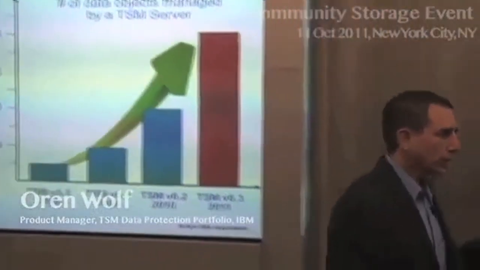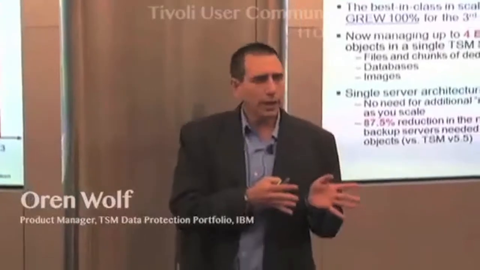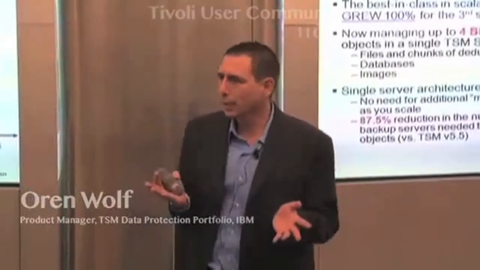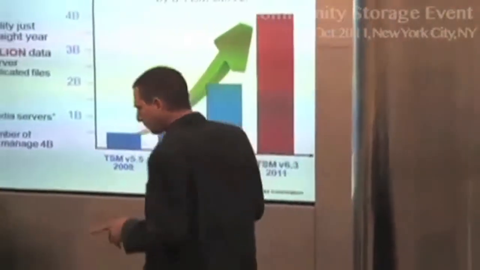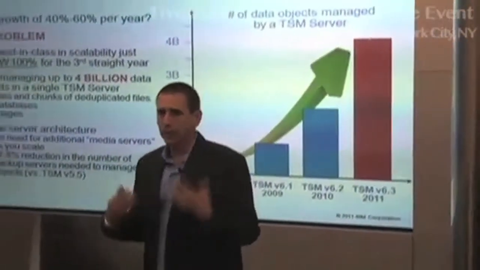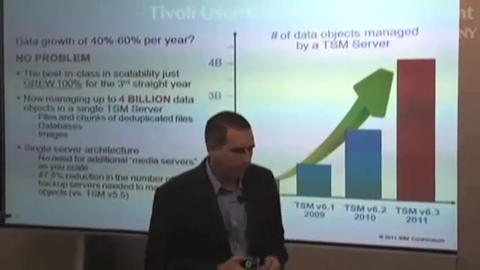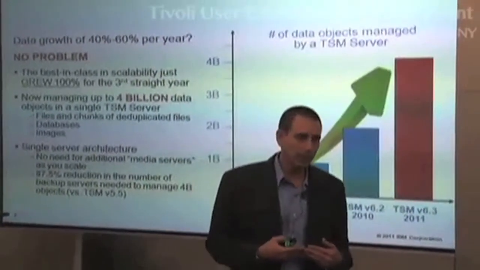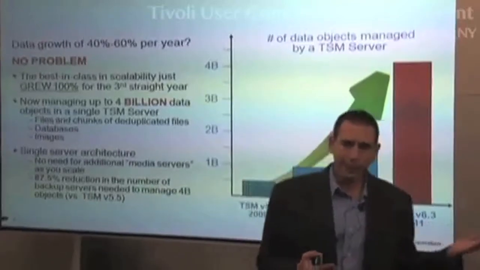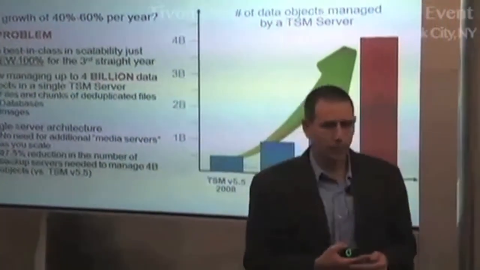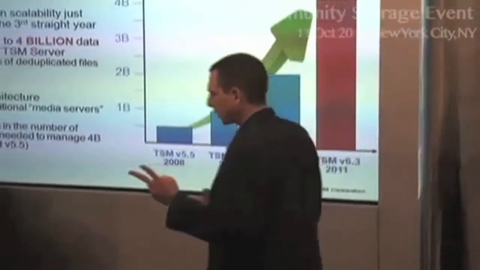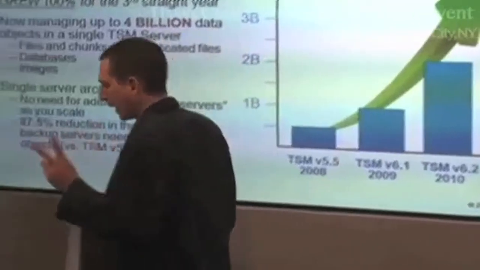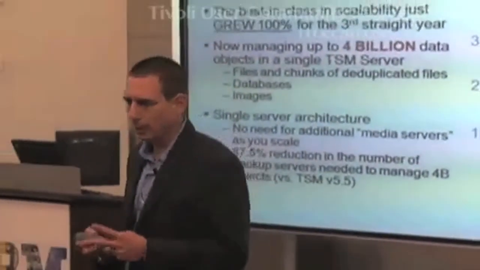Now, with TSM 5.5, you were capped at around 500 million objects. Equate that to a database size, we're talking about 500 gigabytes of TSM database size. With TSM 6.1, we tested it in-house and fully supported it as a statement, because that's the number we tested it with, 1 billion objects. Again, equates to about a terabyte of database size. TSM 6.2 came out last year. We doubled that. We said, tested in-house with 2 billion objects. That's roughly 2 terabytes of database size.